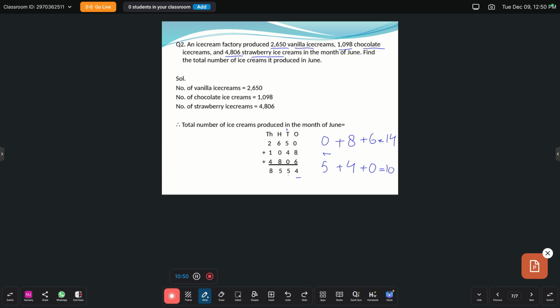Fine. Now we have here 2 plus 1 plus, and the third addend we have 4, and 1 plus 1. So 2 plus 1 is 3, 3 plus 4 is 7, and 7 plus 1 is 8. So the total number of ice creams that a factory produced in the month of June, it is 8,504. Okay.